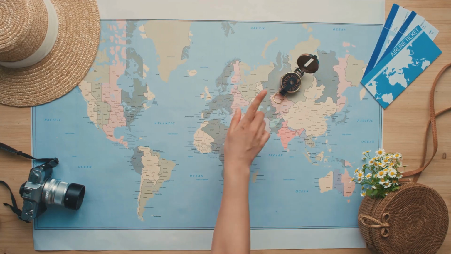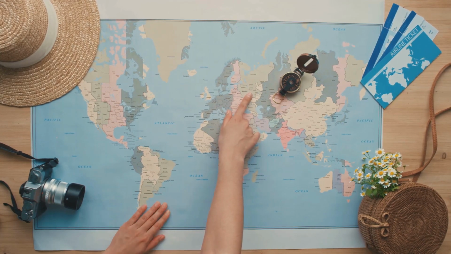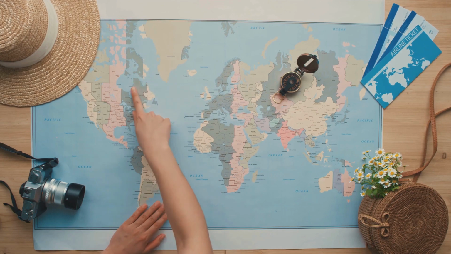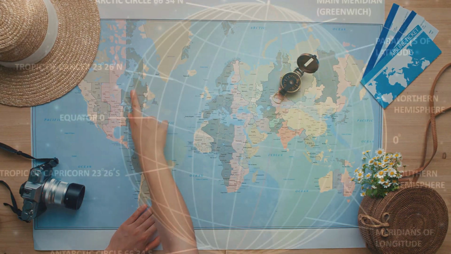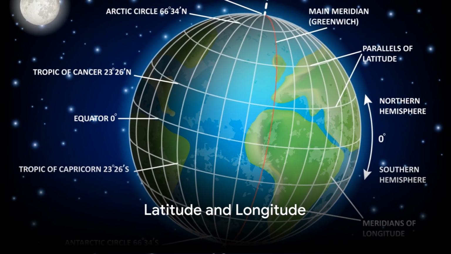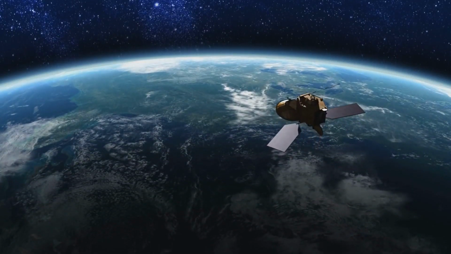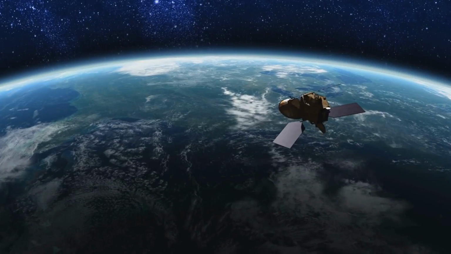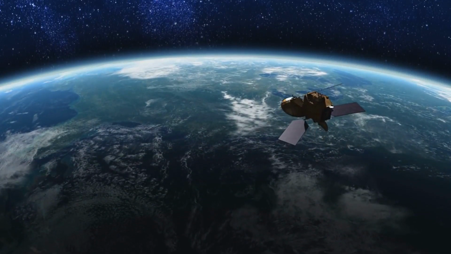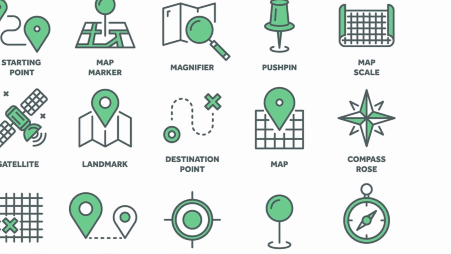Now that we've grasped the Earth's shape, let's move on to the imaginary lines that help us pinpoint any location on the globe. Ever heard of the terms latitude and longitude? They are more than just lines on a map. Imagine Earth as a globe, with a network of invisible lines running across its surface. These lines are latitude and longitude, a coordinate system that allows us to pinpoint any location on Earth.